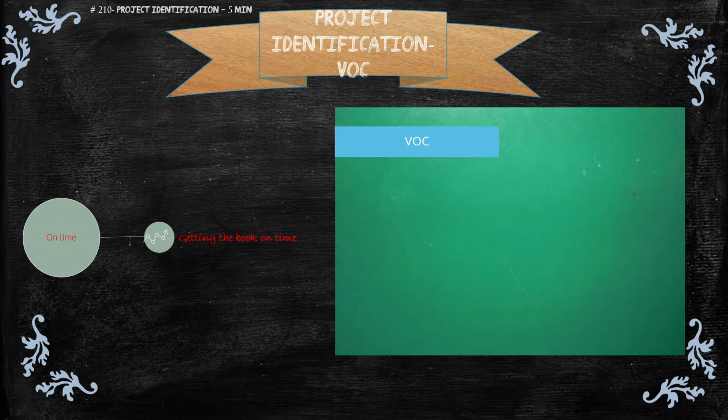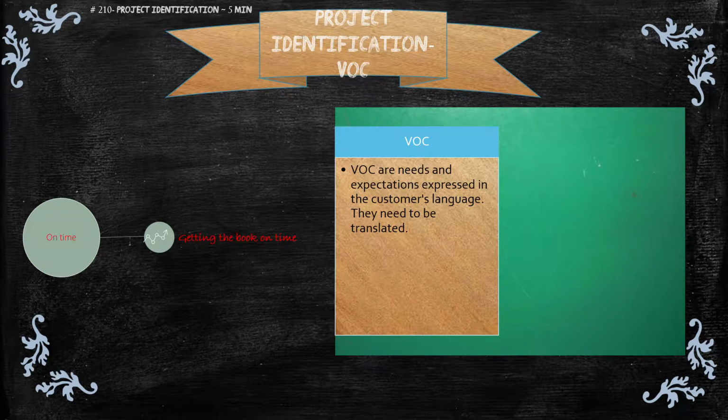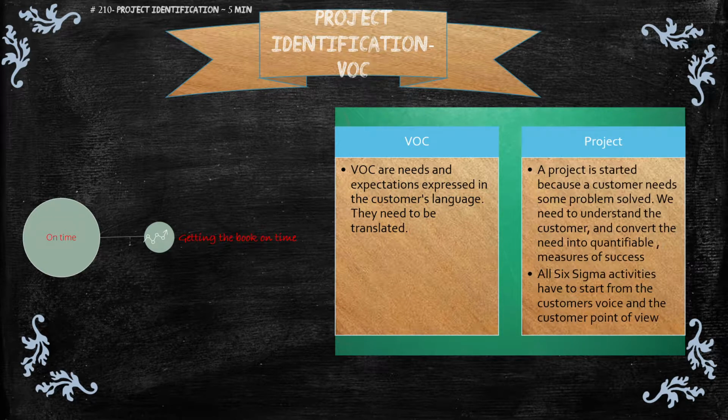VOC are needs and expectations expressed in the customer's language. They need to be translated. A project is started because a customer needs some problem solved. We need to understand the customer, and convert their needs into quantifiable measures of success. All Six Sigma activities have to start from the customer's voice and the customer point of view, but translated into specific, measurable, attainable, realistic and time-bound goals.